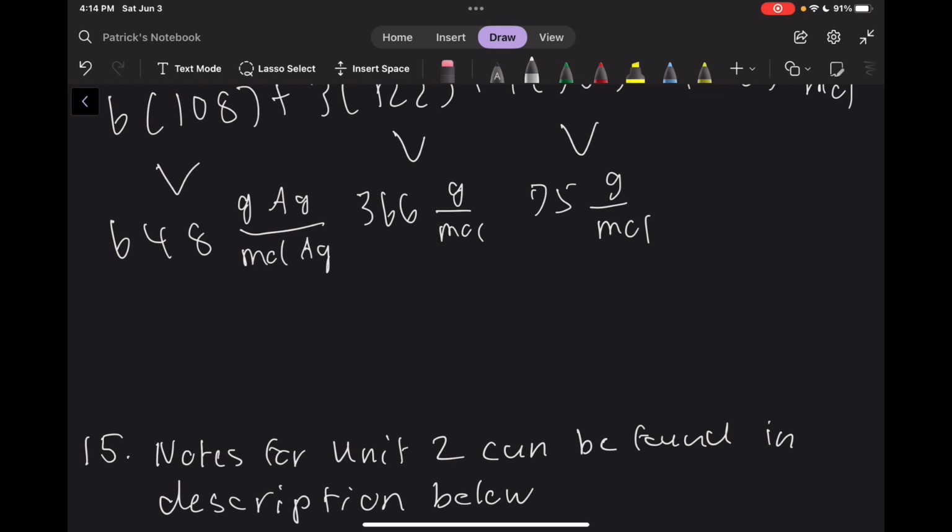To obtain the percent composition, all we need to do is to divide each of these numbers by the molar mass of the overall compound. This will tell us what percent of the overall molecule is made up of silver, antimony, and arsenic.